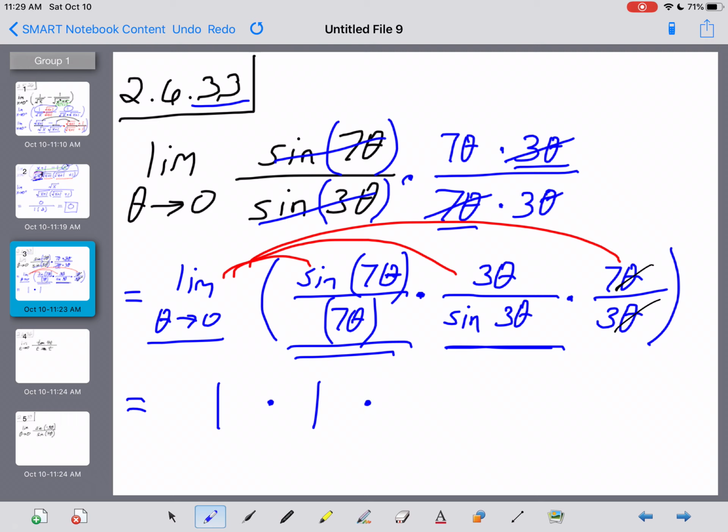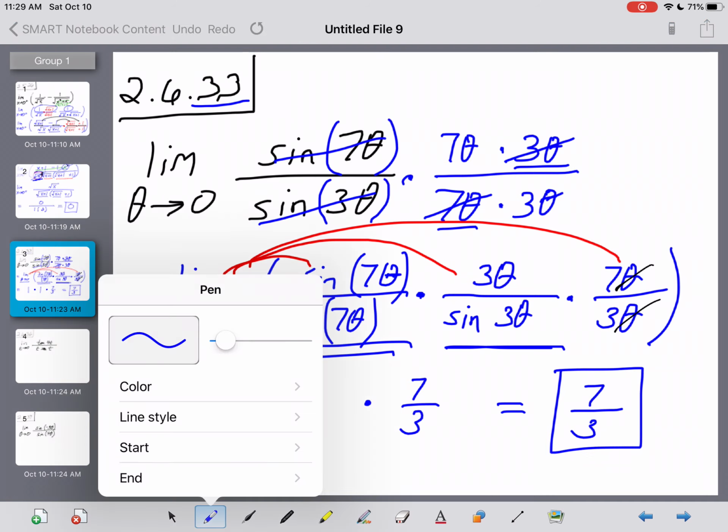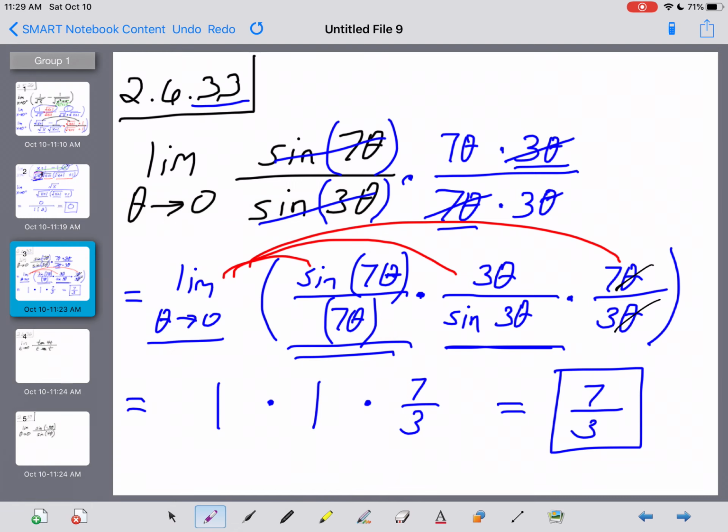And the final limit right here, the limit as theta approaches 0 of 7/3, the limit of a constant, everybody, is always the constant itself. So that limit is just 7/3, and we would multiply all 3 of these limits together and get 7/3 for our final answer.